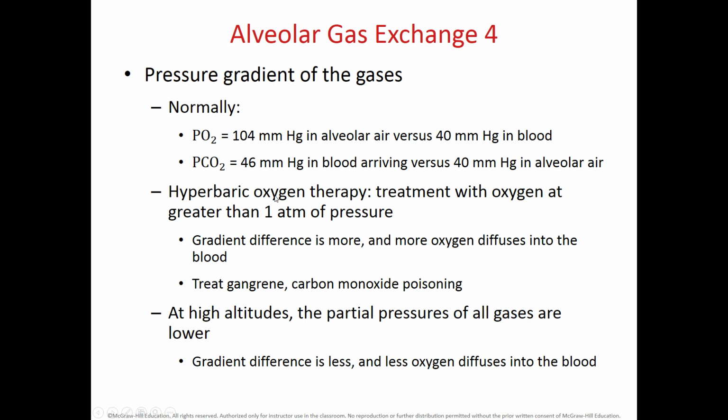And then the capillaries in your alveoli have 46 millimeters of mercury of CO2, and your alveolar air has 40 millimeters of mercury. So these 6 millimeters of mercury of difference will make the CO2 diffuse from the blood that surrounds the alveoli into the alveolar air.